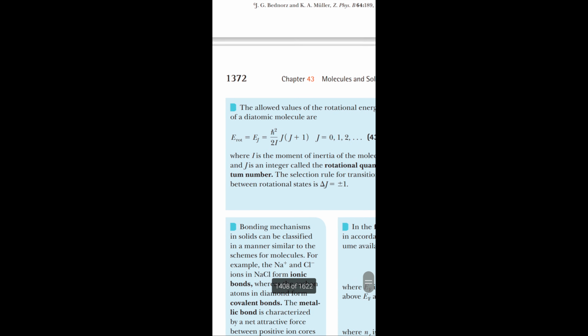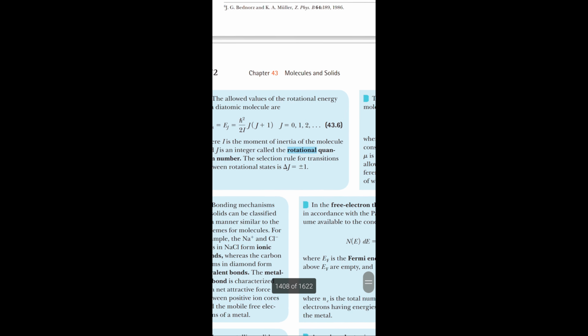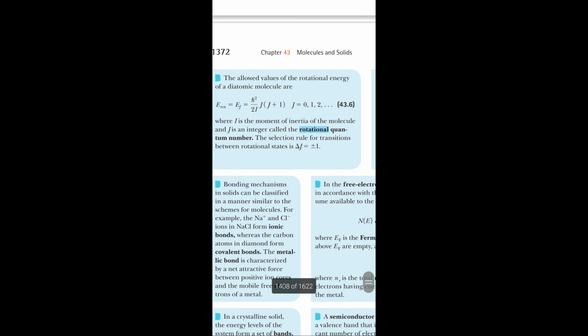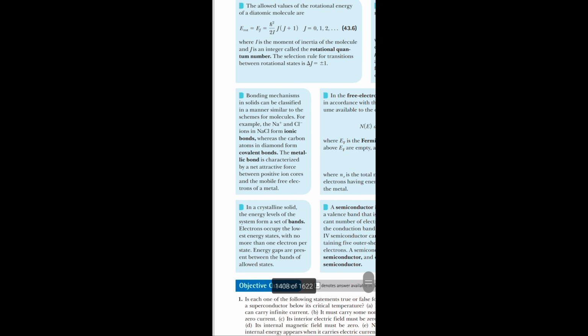And also, you could read this. I'm not going to read that whole paragraph. This little box is talking about the rotational energy of a diatomic molecule, and it gives you the equation over here. I is the moment of inertia. We have rotational quantum numbers, which are what the J's are. I don't really have too much to say about that. We're just doing a little summary. The allowed values of the vibrational energy of a diatomic molecule are, boom, where V is the vibrational quantum number. Okay, some more energy equations.